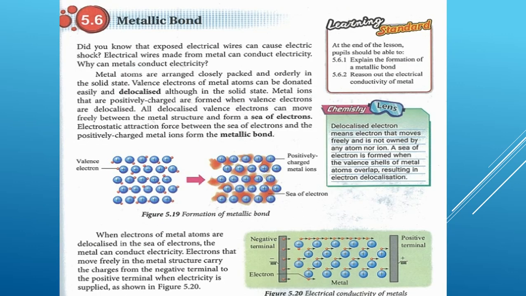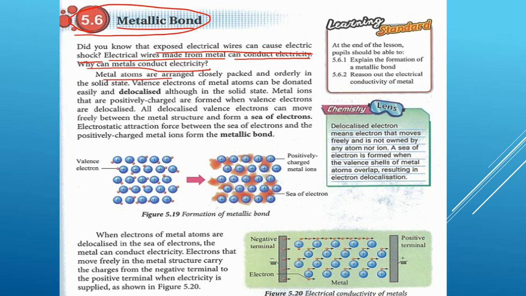Okay, how about metallic bond? 5.6 metallic bond. You are able to explain the formations of metallic bond and reason out the electrical conductivity of metal. So do you know that exposed electrical wires can cause electric shock? Electrical wires made from metal can conduct electricity. So why can metal conduct electricity?